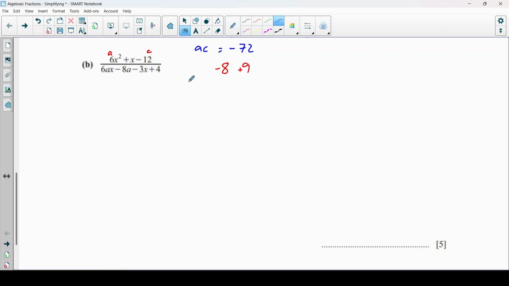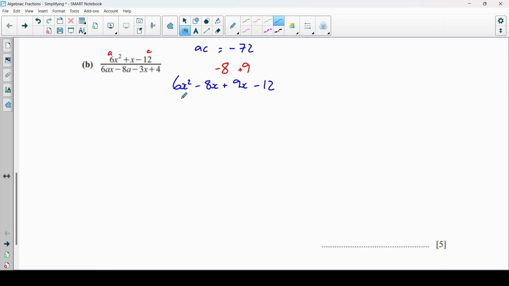And now I'm going to split the middle. So 6x squared minus 8x plus 9x minus 12. You'll see that that is the same as that quadratic on the top. All I've done is change plus x into minus 8x plus 9x.